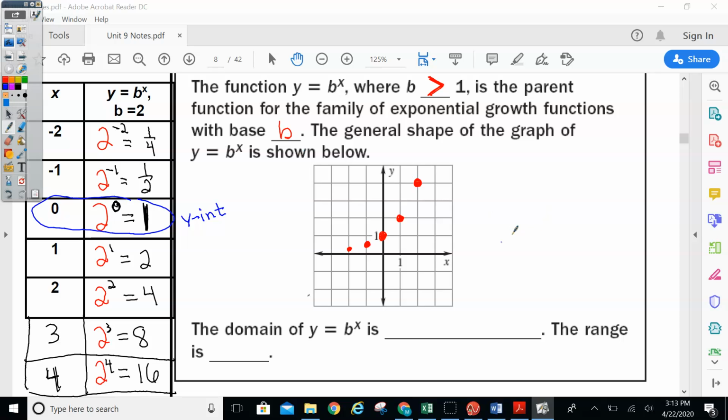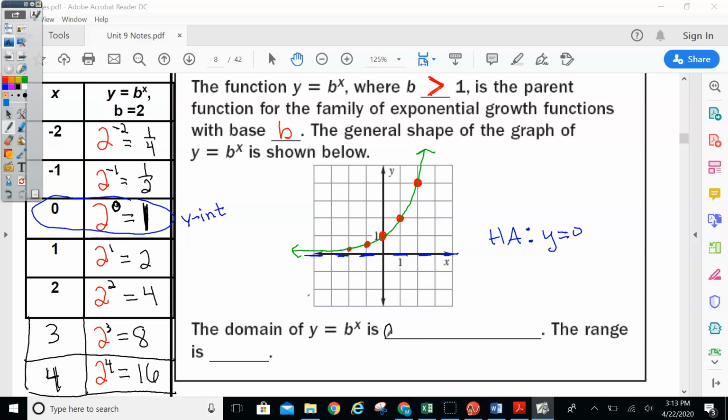So here, the horizontal asymptote is the x-axis, which is y equals 0. So we draw a dashed line for the horizontal asymptote, and we make this start flat, go through the points, and then go up forever. So again, it's a growth because it's increasing from left to right. It's going up. So the domain, it's always going to go to the left forever and to the right forever.